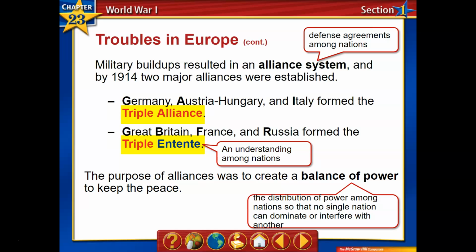And so by 1914, the beginning of World War I, 2 major systems were established. You've got Germany, Austria-Hungary, and Italy that form what's called the Triple Alliance. Then you've got Great Britain, France, and Russia, which form the Triple Entente. And an entente is an understanding among nations.